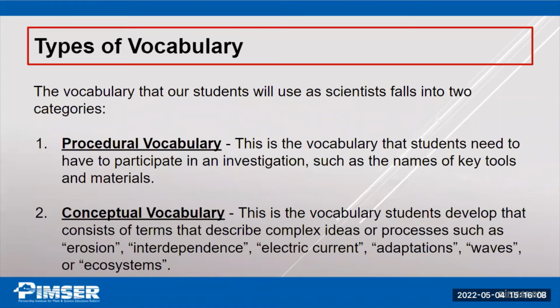So the vocabulary that our students are going to use as scientists in our classroom falls into two categories. Procedural vocabulary, and that's the vocabulary that students have to be able to participate in an investigation or experiment, such as the names of key tools and materials. And then we also have conceptual vocabulary. That's the vocabulary that students develop that consists of terms that describe complex ideas or processes like erosion, interdependence, electric current, adaptations, waves, or ecosystems.